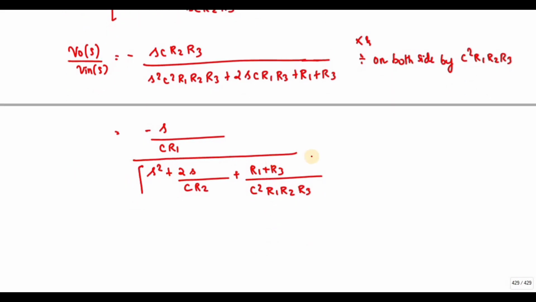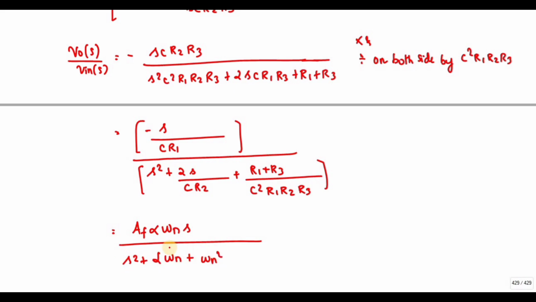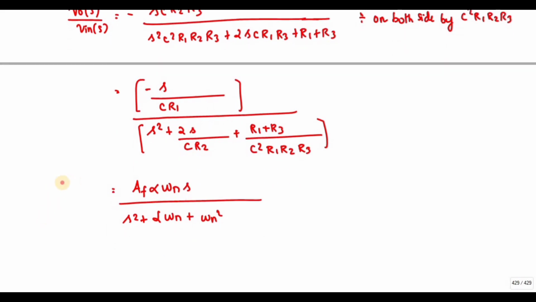So this denominator and the numerator is in the format of AF alpha omega n S divided by S square plus alpha omega n S plus omega n square. So this is the format for my narrow band pass filter. So from this, if I equate these two equations 3 and 4, I can write omega n square.